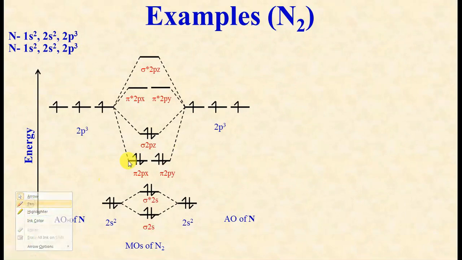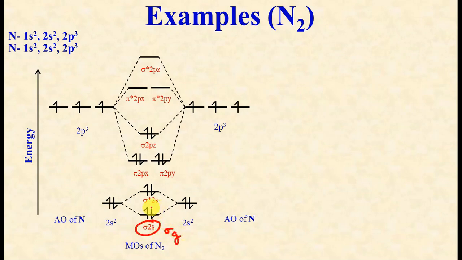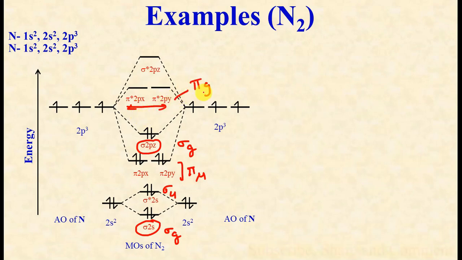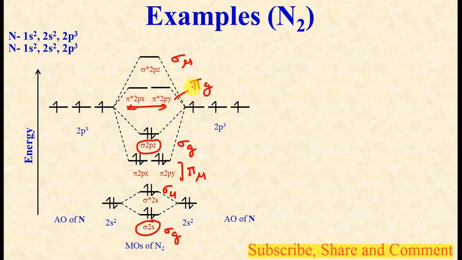In this case, we can also write the configuration. So what will be the symmetry symbol for this one? This will be represented as sigma g. For sigma star 2s, this will be sigma u. For the pi set of orbitals, we will have pi u, and for the sigma 2pz orbital, the symmetry symbol will be sigma g. And for anti-bonding molecular orbitals belonging to pi star orbitals, the symmetry symbol will be pi g, and for sigma star 2pz orbital, it will be sigma u. So these are the ways of arrangement or marking the symmetry symbols for molecular orbitals obtained by ss and pp type of overlapping.